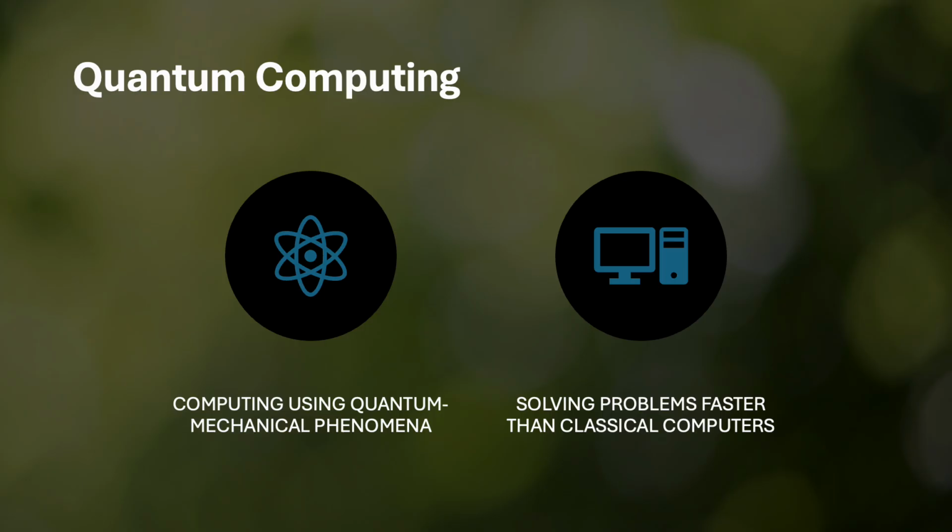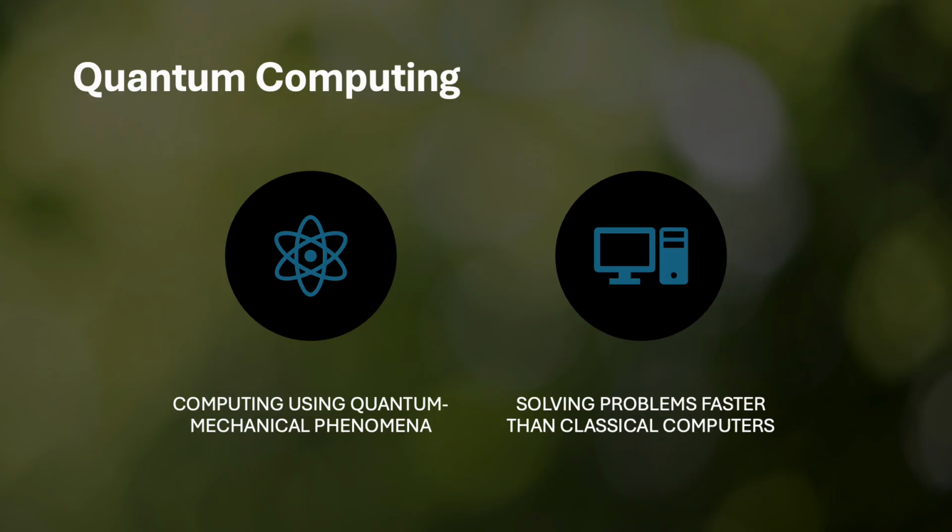Regular computers store information as bits that are 0 or 1, like light switches that are either off or on. Quantum computers use qubits that can be both 0 and 1 simultaneously, thanks to the phenomenon called superposition, kind of like a coin spinning in the air that's both heads and tails until it lands. This allows quantum computers to process millions of possibilities in parallel, making them incredibly powerful for certain types of problems.